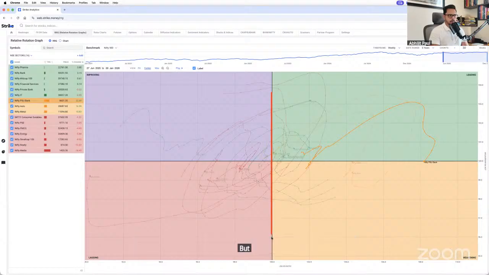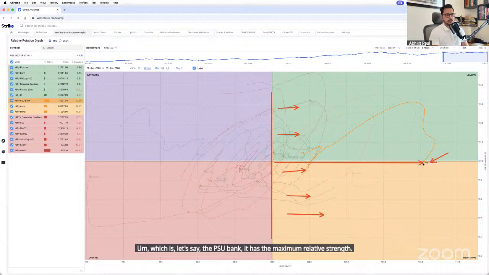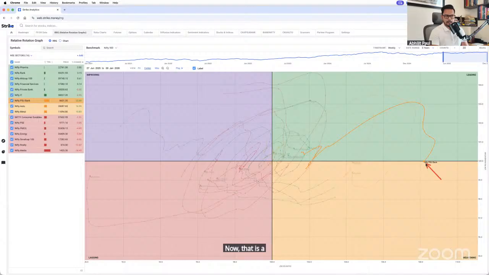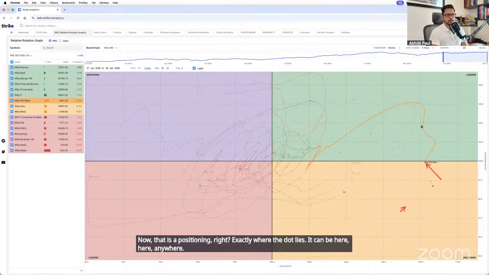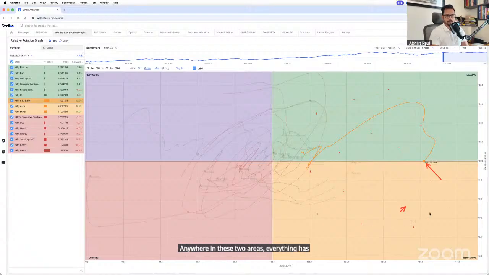But in short, first start with the vertical axis over here, which is the axis for relative strength. Anything that falls to the right of it has positive relative strength. So if it is over here, let's say the PSU bank, it has the maximum relative strength. Now, that is a positioning, exactly where the dot lies. It can be here, here, anywhere. Anywhere in these two areas, everything has some relative strength.